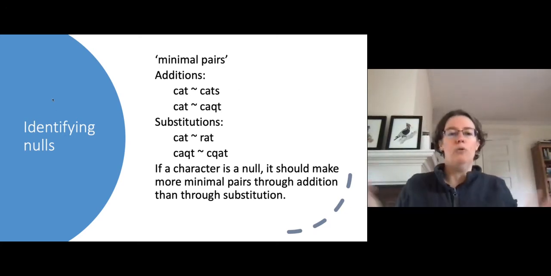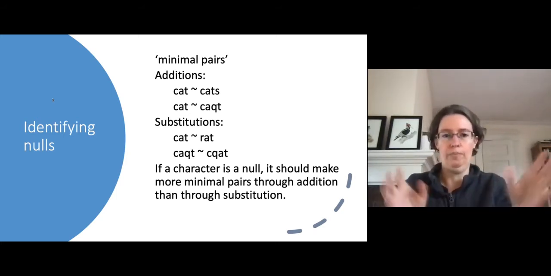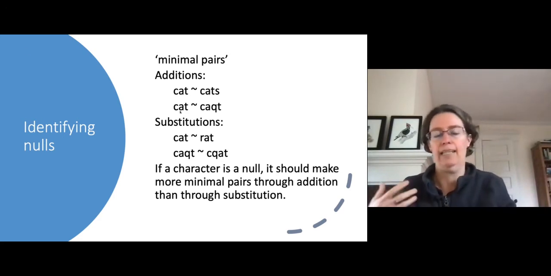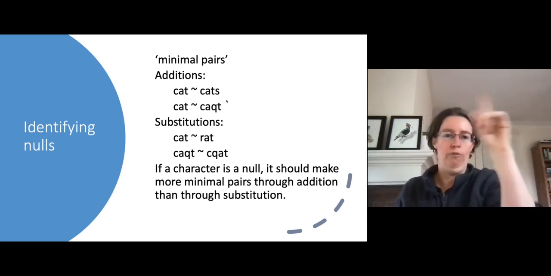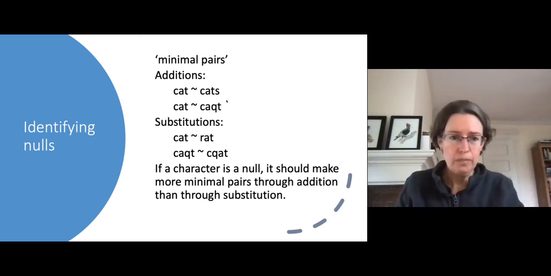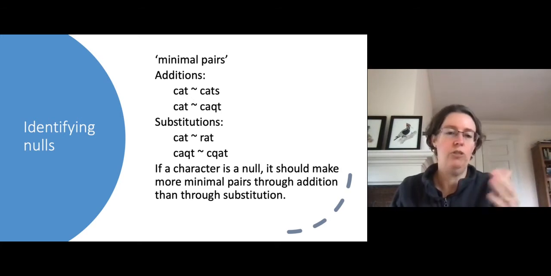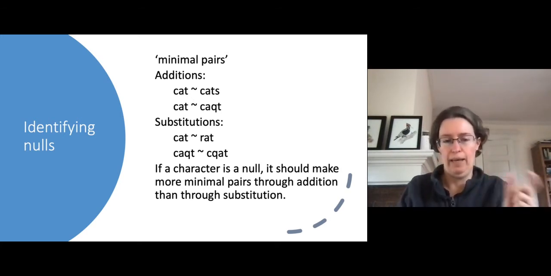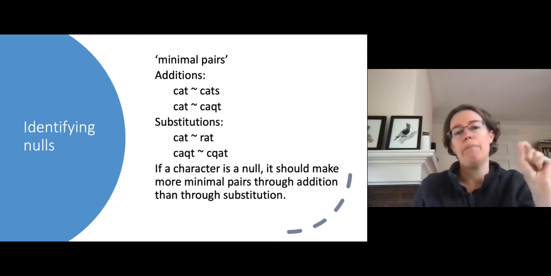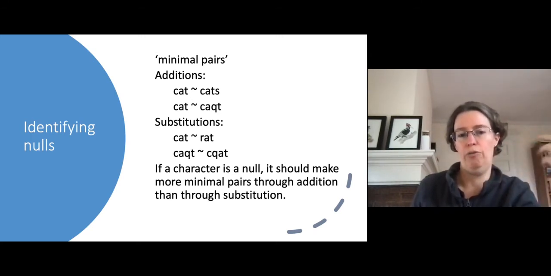Now, if we think about language more generally, we can make minimal pairs through additions like this in natural language as well. So, for instance, cat and cats is a minimal pair with the addition of the plural marker s. But we also have minimal pairs that are created through substitution. And so we have something like cat and rat, for example, where the C has been substituted with R, and we made a minimal pair that way. And now if we had null characters, that particular character should probably make more minimal pairs through addition than through substitution.